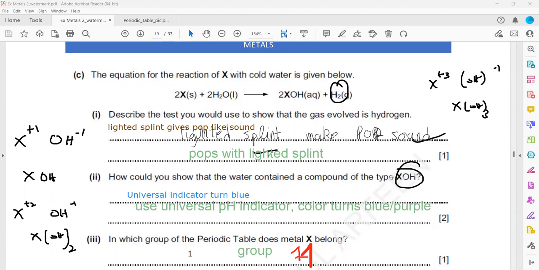Here you cannot say that it reacts with acid, because metals can also react with acid, metal oxides can also, metal hydroxides too. So reacting with an acid is not an identification of an alkali. You should test either by measuring the pH or using a universal indicator.